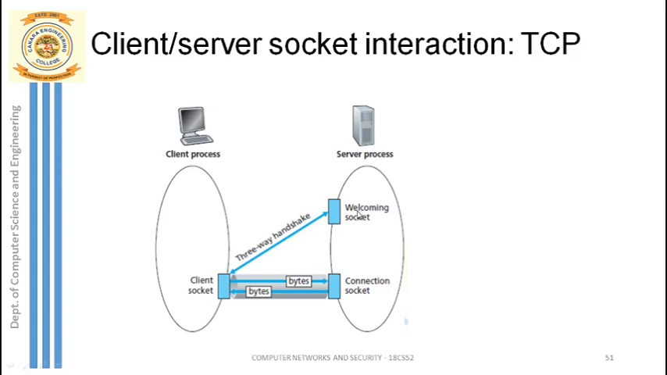So the welcome socket is the one which is open to all clients. But once the server accepts the request, then at the server side one socket is created, and that socket is for one particular client only. You call this a dedicated connection socket, and through this connection socket only your actual data transfer begins. So remember, in TCP, two sockets at the server side and one socket at the client side.